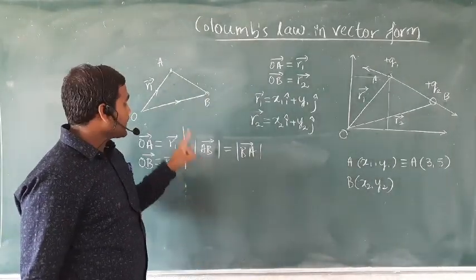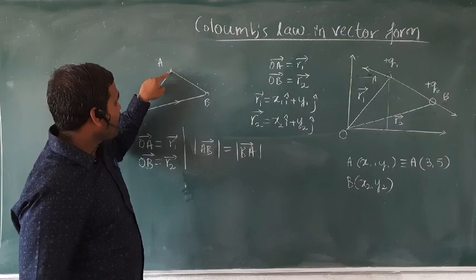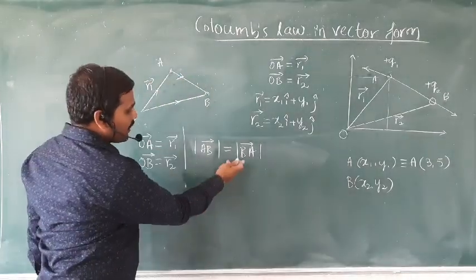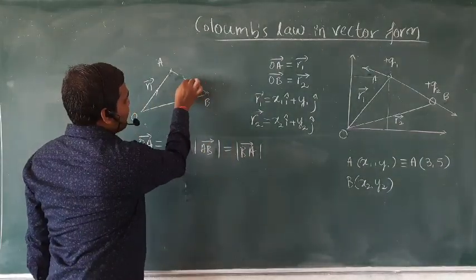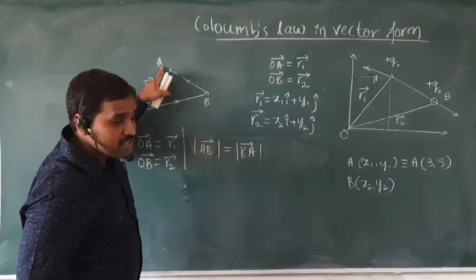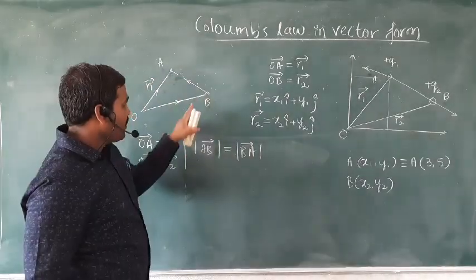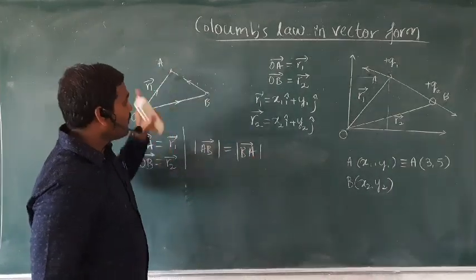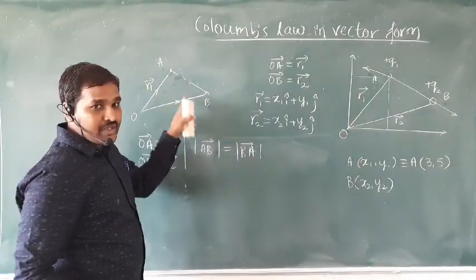When I write it as vector AB, it is directed from A to B. If I write vector BA, it is directed from position B to A. For AB, A is the initial position and B is the final position. For vector BA, B is the initial position and A is the final position. So why do we need this?